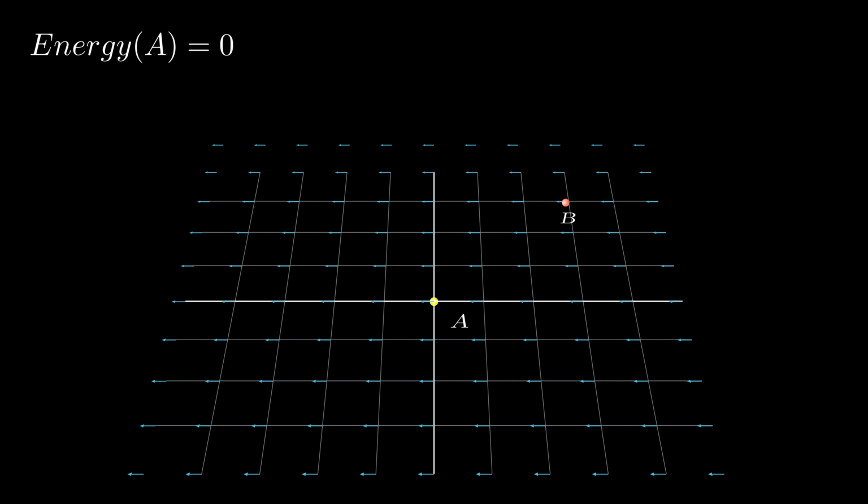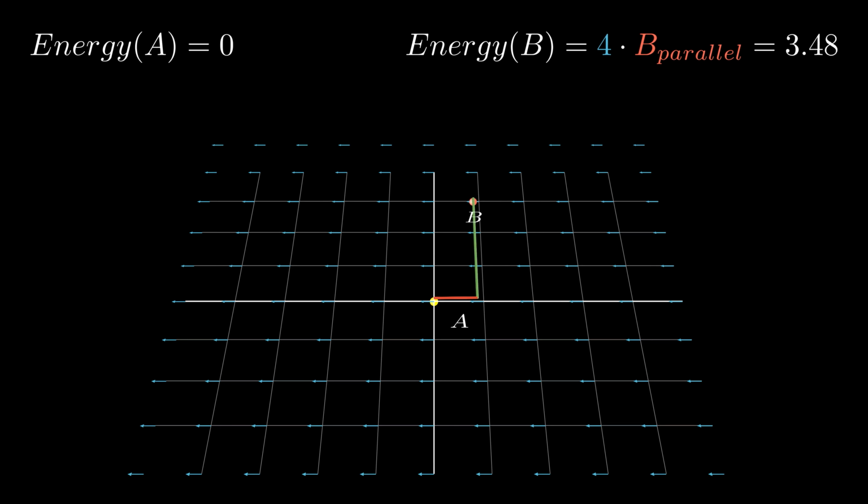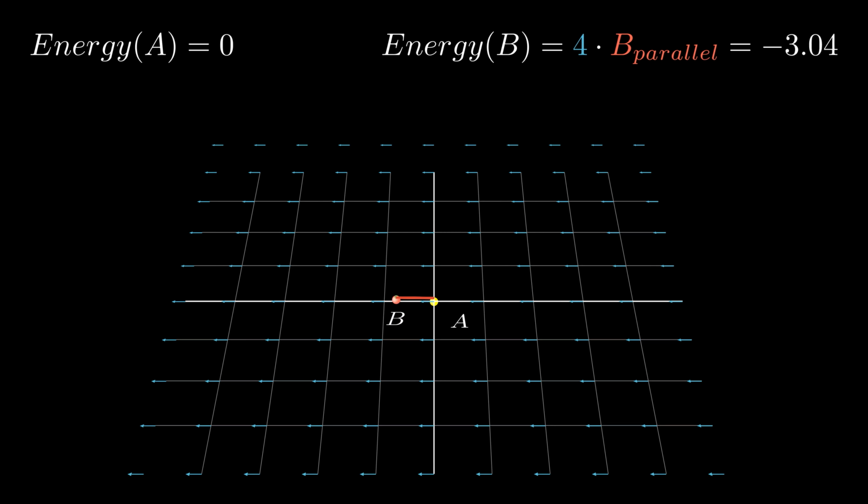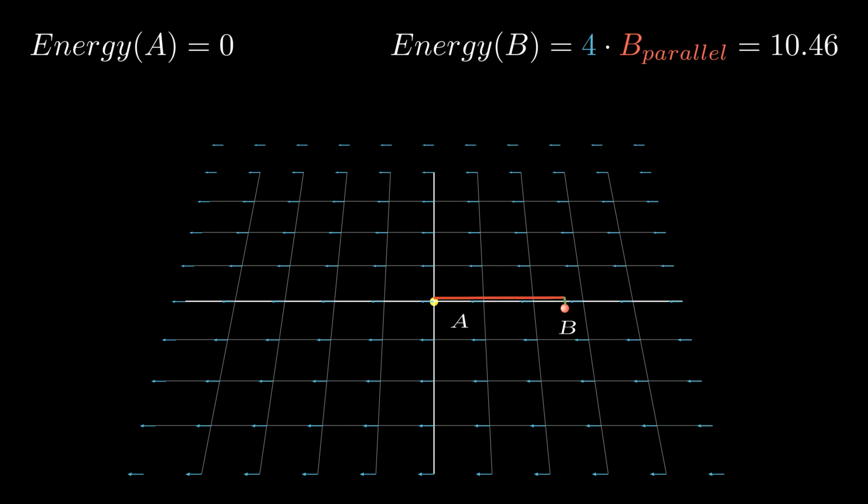First we go a little from A along the field, and then we go from there perpendicularly to the field. Obviously we can reach every point that way, and so we can build up our full energy surface.